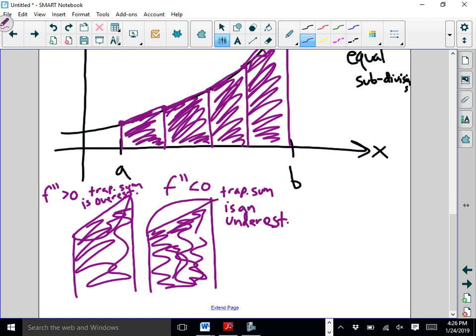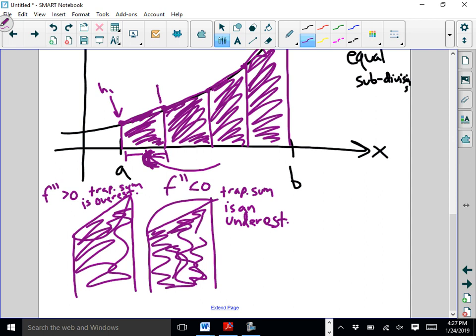Okay? So for the area of a trapezoid, right? So let's just look at this region here. Let's say it has a width of C. Okay? And the problem is it has two different heights. Let's call this H1. Let's call this H2.